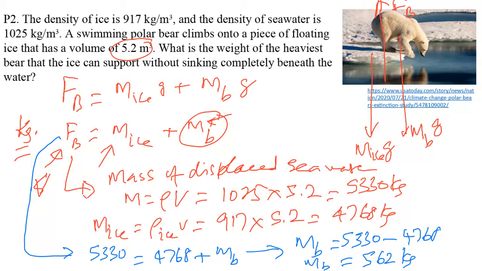So we have used Archimedes' principle to find the maximum buoyant force. Then using the densities, we found the mass of the ice, and then we can solve for it. So this is the maximum weight of a bear which the ice can support.